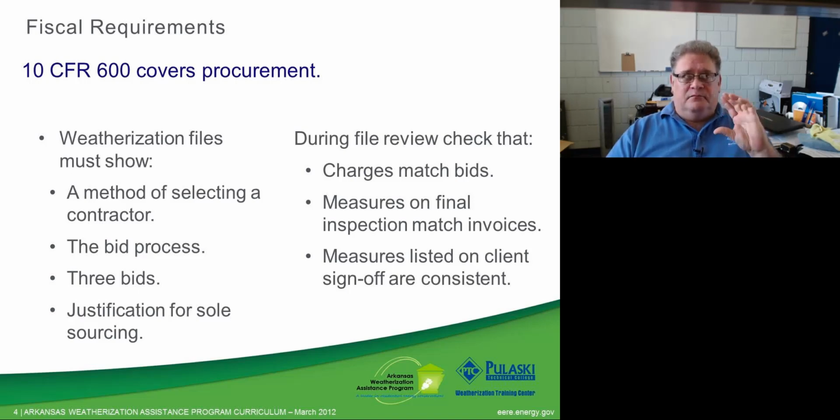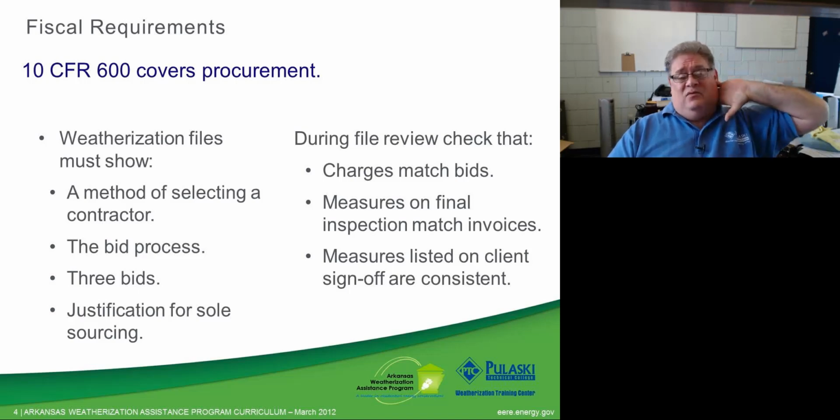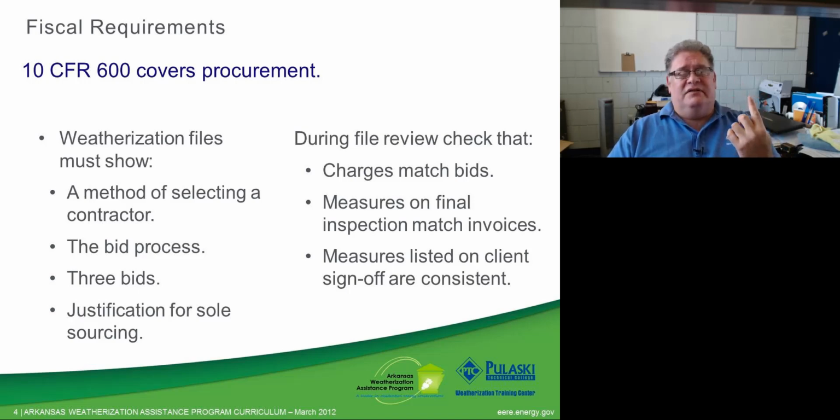So if they say that they installed and we were invoiced for insulation in the attic, we need to find insulation in the attic. We need to find the amount that they said they put in. And then also that the measures listed on the client sign-off are consistent with all of that. So if the audit called for insulation in the attic, we were charged for insulation in the attic, we purchased insulation in the attic, the client signed off for insulation in the attic, there needs to be insulation in the attic. Okay?